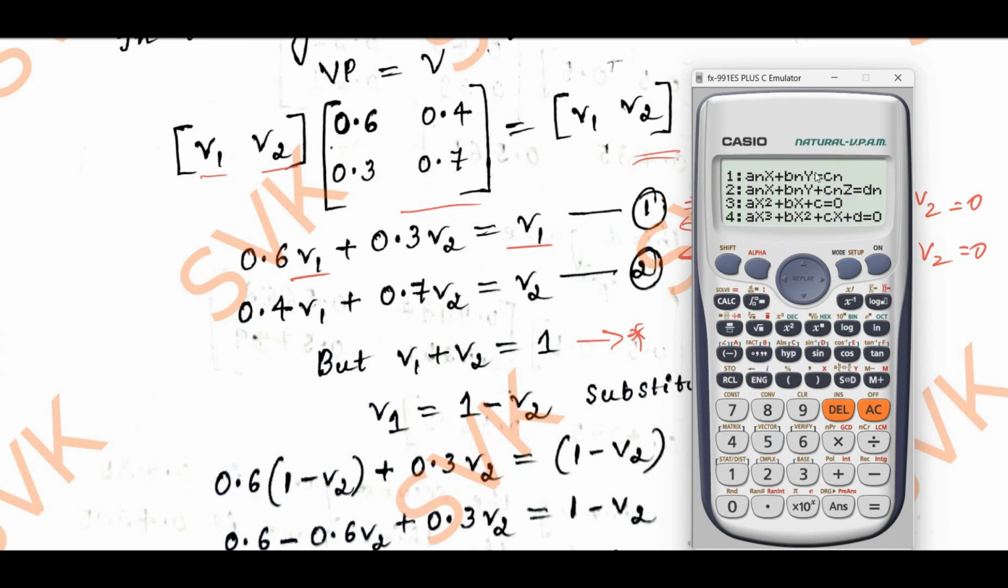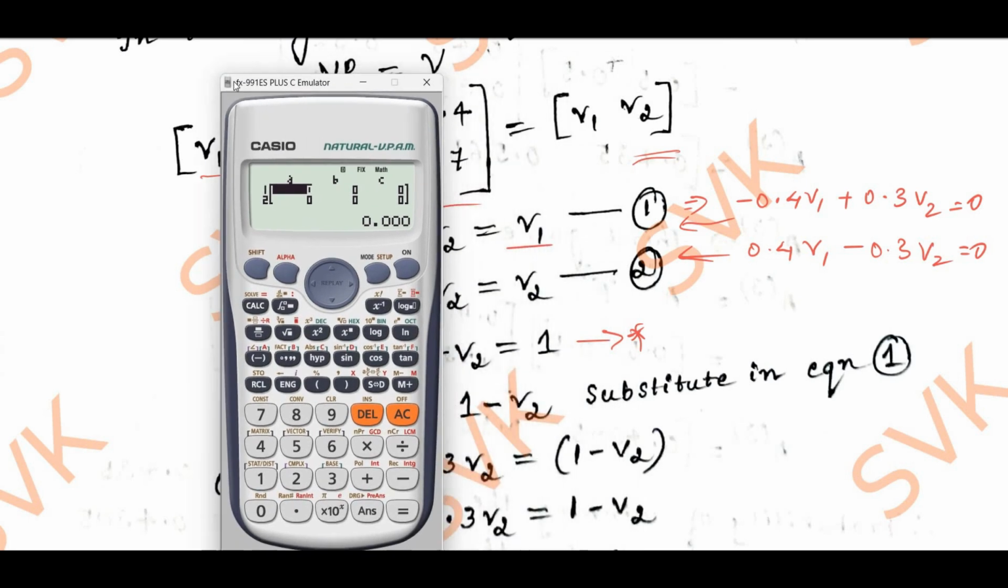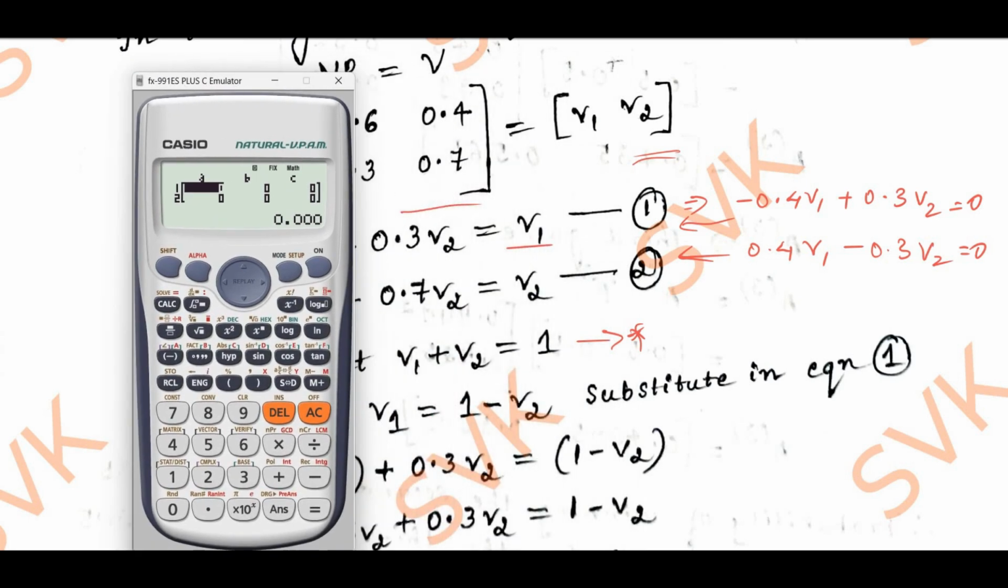In that, out of these four equations, consider equation 1. So in that equation 1, enter the first equation. I am entering the coefficients of equation 1, that is minus 0.4. Coefficient of v2 is 0.3 and constant is 0. Go with equation star. Coefficient of v1 is 1. Coefficient of v2 is 1 and constant term is 1.